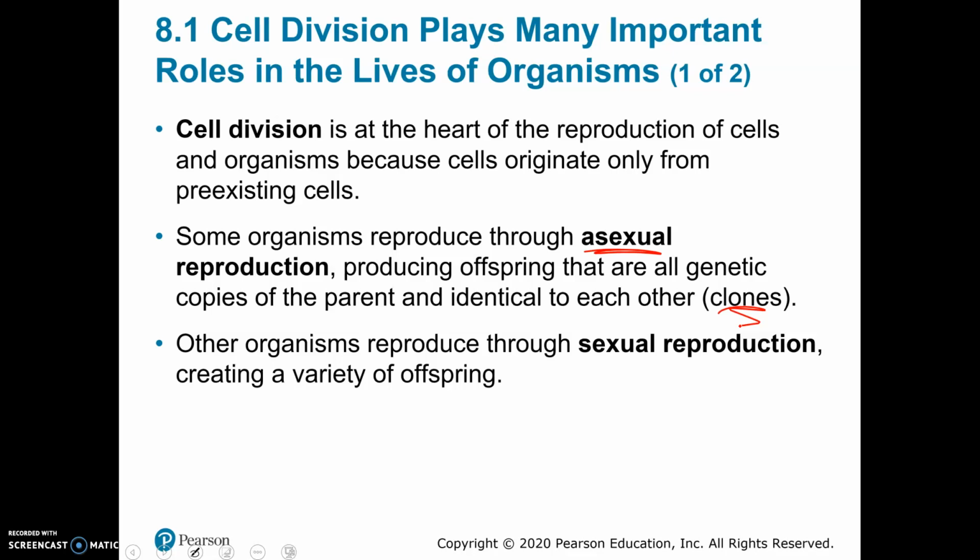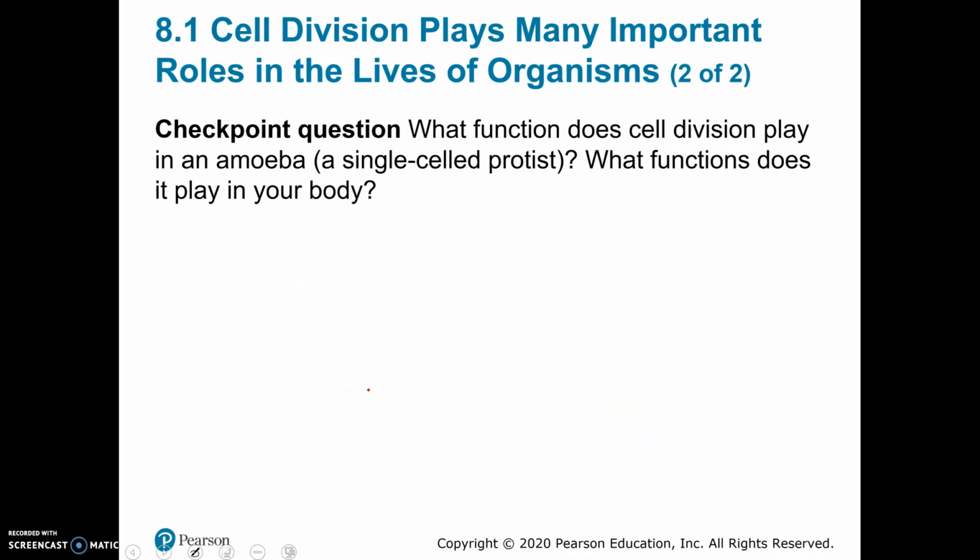On the other hand, we can also reproduce sexually. Sexually means that there are 2 different parents combining to make an offspring. And so the offspring are actually going to have variety. They're not going to be a clone of either parent. They're going to be a combination of the 2. And we're going to talk about both of these in this chapter.